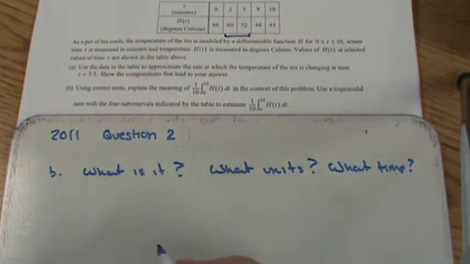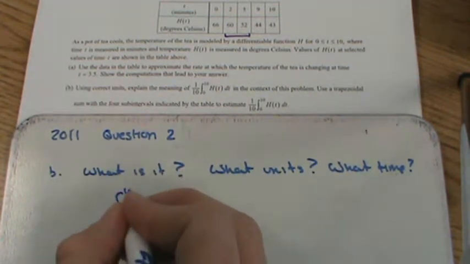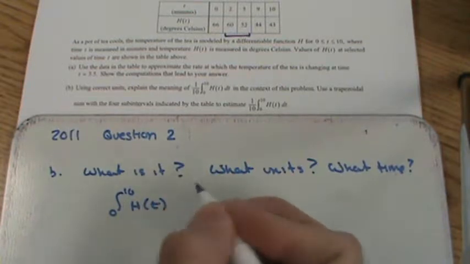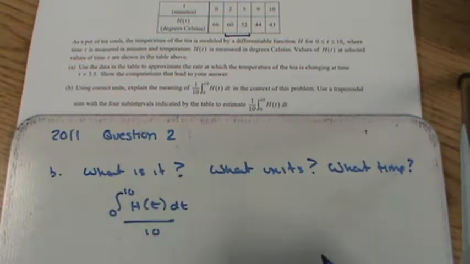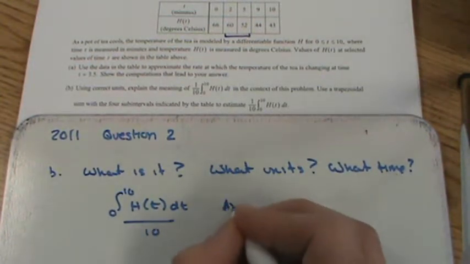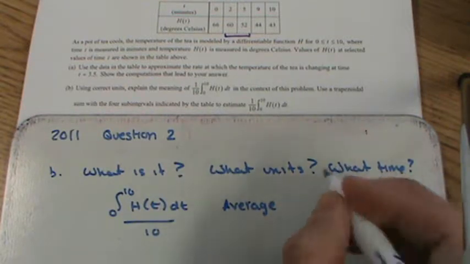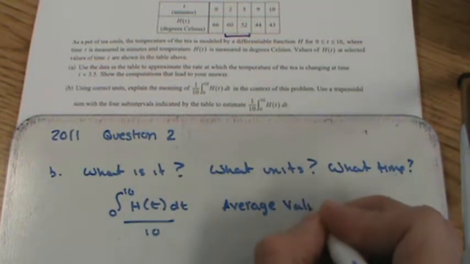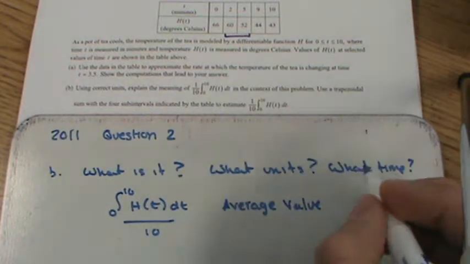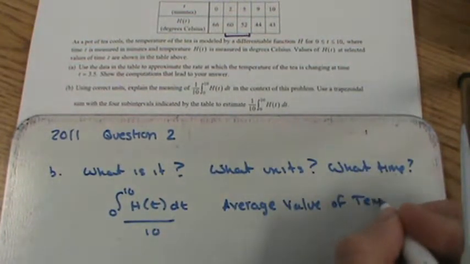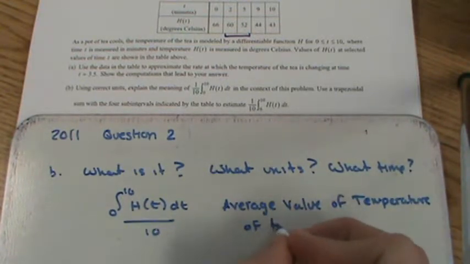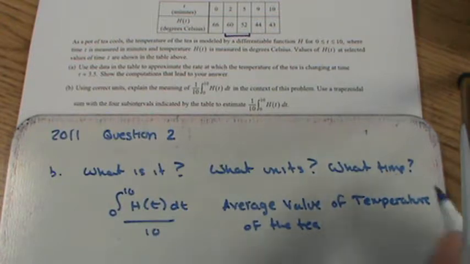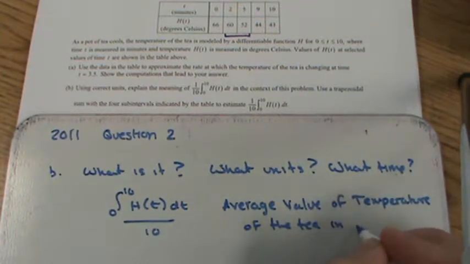And if we take a look at this, we have 1/10 and then the integral of 0 to 10. Now if we rewrite it like this, it is probably a little more familiar, and we just saw one in 2010 when we did that earlier. This is our integral over interval. This is the average value. All right, it's the average value of what? Temperature of the tea. All right, that's what it is. What units? In degrees Celsius.